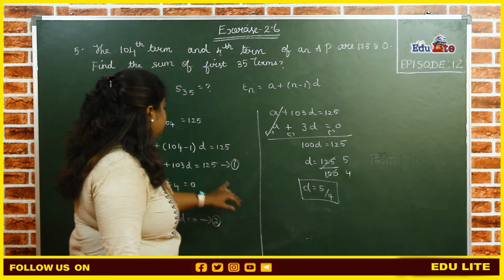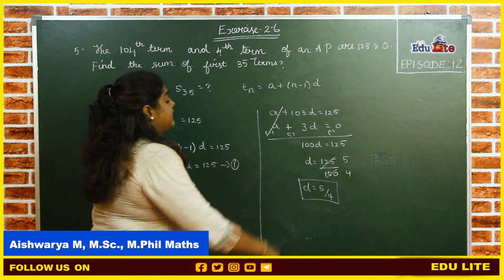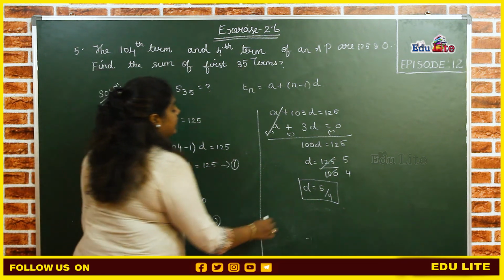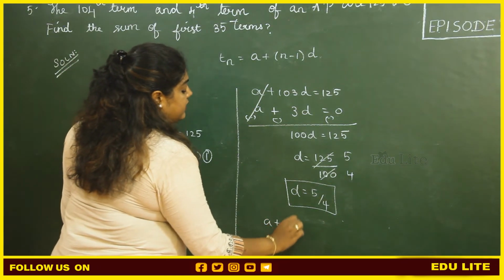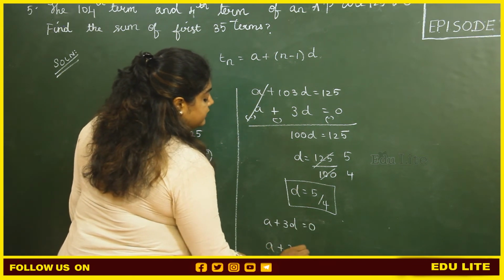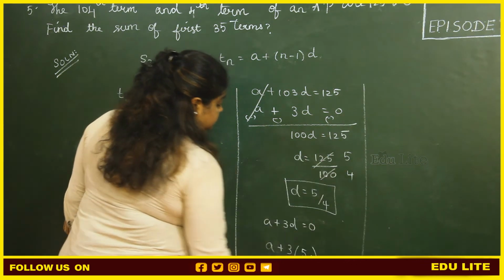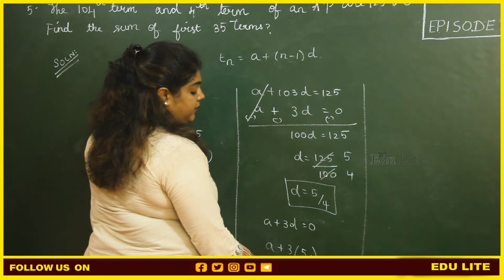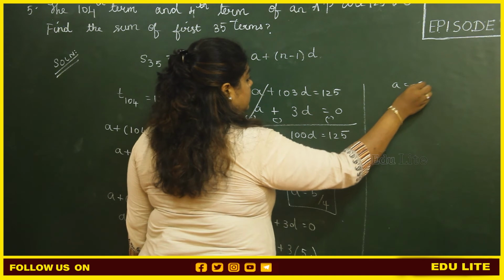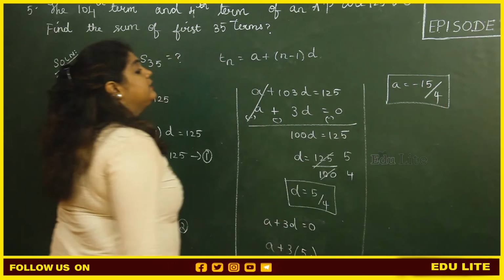Substituting the D value in any one of these two equations, we can find out the value of A simply. I will consider the second equation to substitute the value of D and find the value of A. A plus 3D equals 0. A plus 3 into D value 5 by 4 equals 0. 5 3s are 15 by 4. If I take this 15 by 4 to the other side, it will become minus 15 by 4. Therefore A equals minus 15 by 4. So we got the values of A and D.